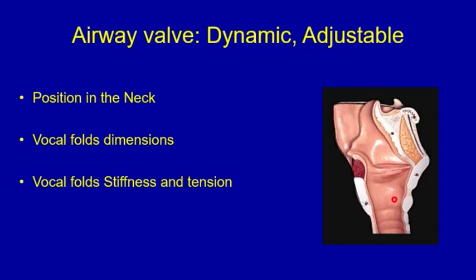For example, during voice production, the amount of air escaping from the lungs through the larynx can be adjusted by changing the position of the larynx in the neck, up and down the neck, or by changing the vocal fold dimensions by acting on the laryngeal muscles, or change the vocal fold stiffness and tension, again through the action of the laryngeal muscle, to adjust the amount of air escaping and produce the required voice.